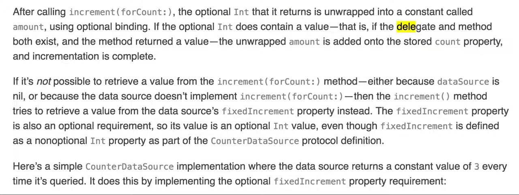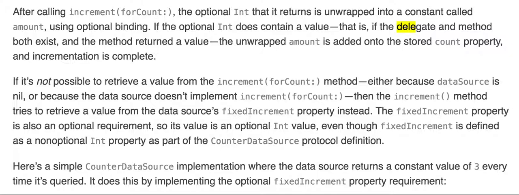After calling increment(forCount:), the optional Int that it returns is unwrapped into a constant called amount using optional binding, again discussed in the optionals and optional chaining lectures. If the optional Int does contain a value, that is, if the data source and method both exist and the method returned a value, the unwrapped amount is added onto the stored count property and incrementation is complete. If it's not possible to retrieve a value from the increment(forCount:) method, either because dataSource is nil or because the data source doesn't implement it, then the increment method tries to retrieve a value from the data source's fixedIncrement property instead.